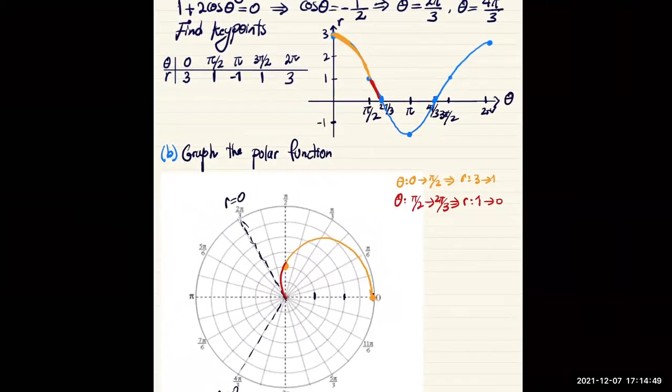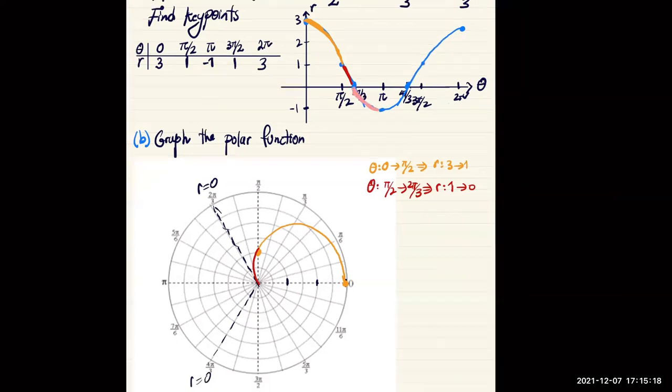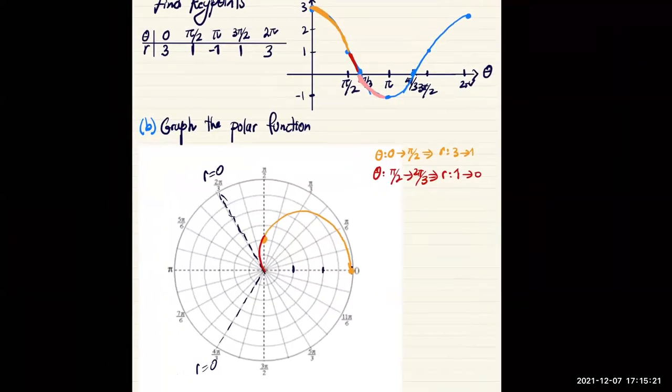Okay, now here is where things might get a little tricky. Because for this part of the graph, r is going to become negative. Okay, and this is where you really have to pay attention. So going from 2 pi over 3 to pi, r is going to go from 0 down to -1.